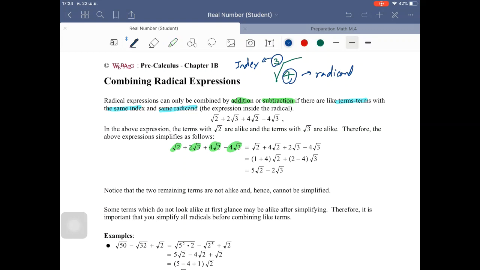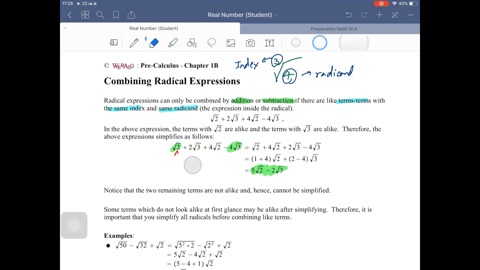Can you see something? This one, same index and same radicand. You should combine these two. And here, same index and same radicand, which is 3. You can combine these two. So the answer will be 5 square root 2 minus 2 square root 3.